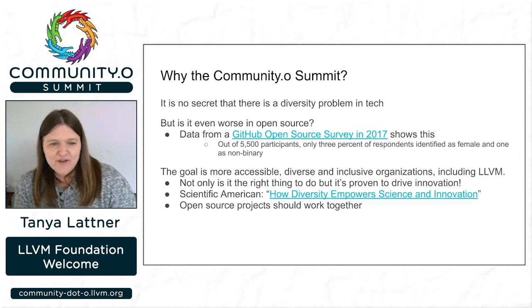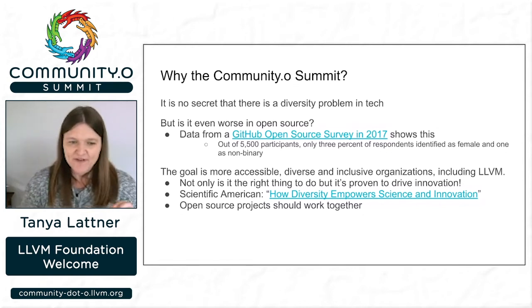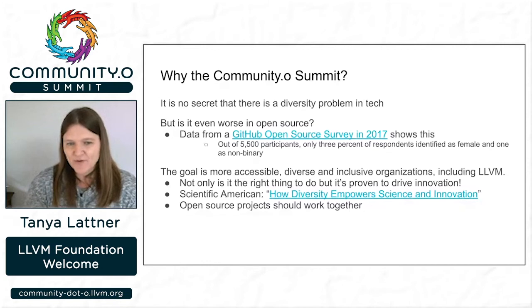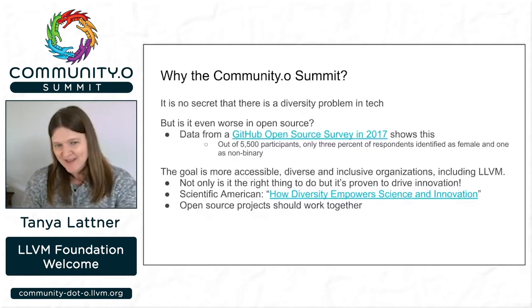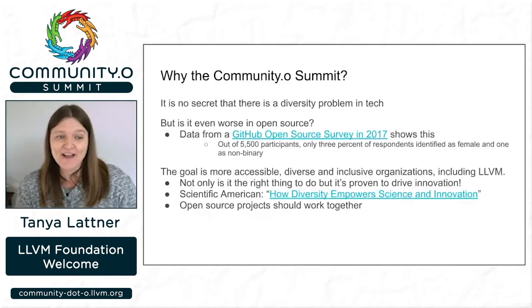The goal is more accessible, diverse, and inclusive organizations, including LLVM. Not only is it the right thing to do, but it's proven to drive innovation. I highly recommend that you go check out the article in Scientific American called How Diversity Empowers Science and Innovation. I found it really well written, and I encourage you to read it for yourself. And open source projects should work together. We should have a common goal to try to raise this 3%. This survey was done in 2017. It's been a few years since then. It'd be interesting to see if there's a difference today, and if not, how can we keep improving on that?